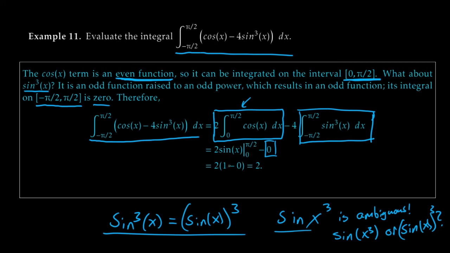Okay, all I have to do is plug everything in. Sine of pi over 2 is 1. Sine of 0 is 0, so I get 2 times 1 minus 0. And as we all know, that's just equal to 2. So there we go. That's the answer. We got 2 out. Pretty convenient.